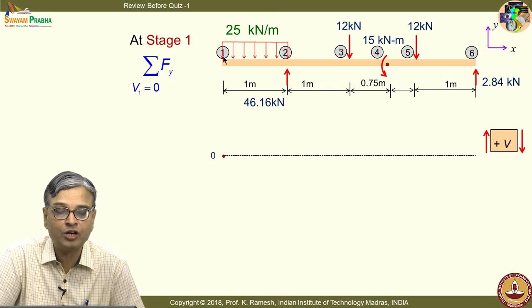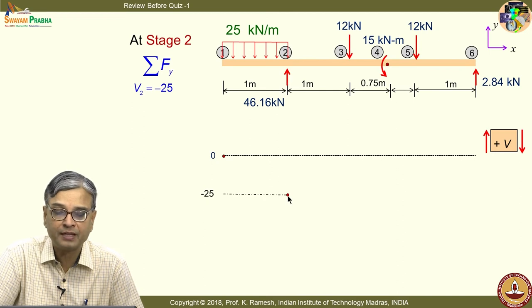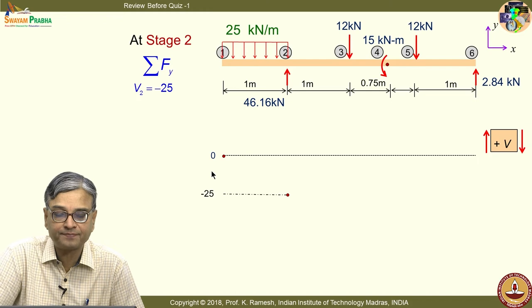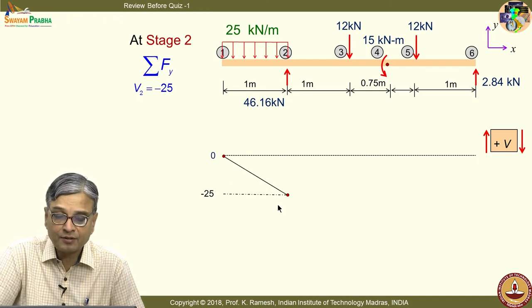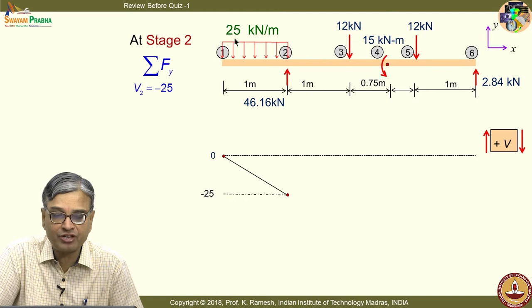And this is uniformly distributed. So, from section 1 to section 2, it has to be a linearly varying shear force. And I find out what is the shear force at section 2. I mark this point and I would join these two by a straight line. Then at section 2, I have a shear force, that is the support I have. I can find out what happens at section 3, the value.